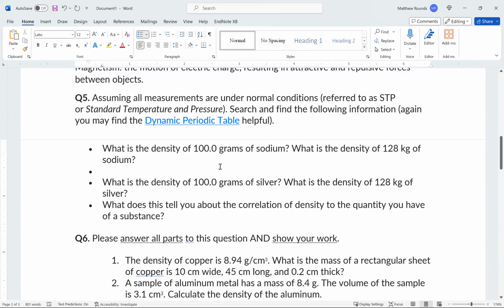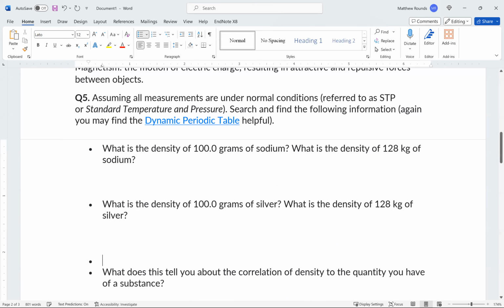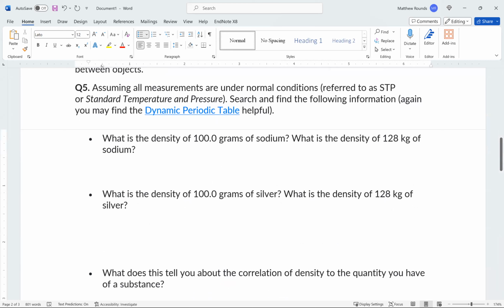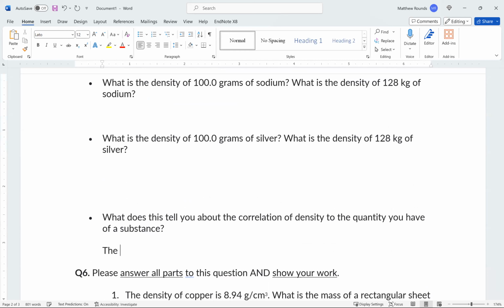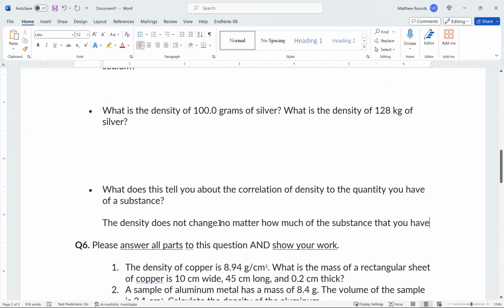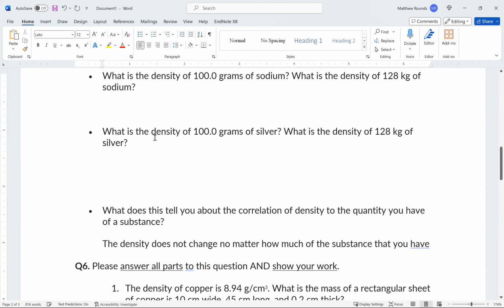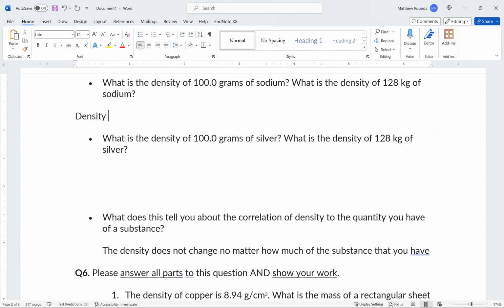The density of sodium, same with the density of silver, and that's what it's asking you down here. What does this tell you about the correlation of density to the quantity you have of a substance? The answer is that the density does not change no matter how much of the substance you have. Okay, so the density is always going to be the same. So we're literally just looking at the density of these. The density of sodium is 0.968 grams per centimeter cubed.